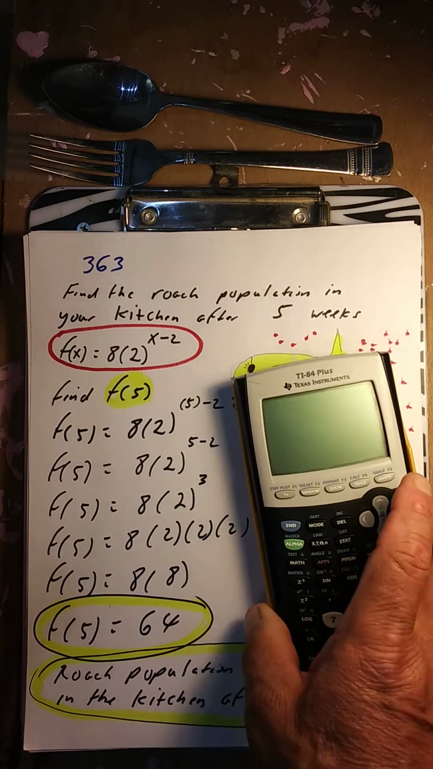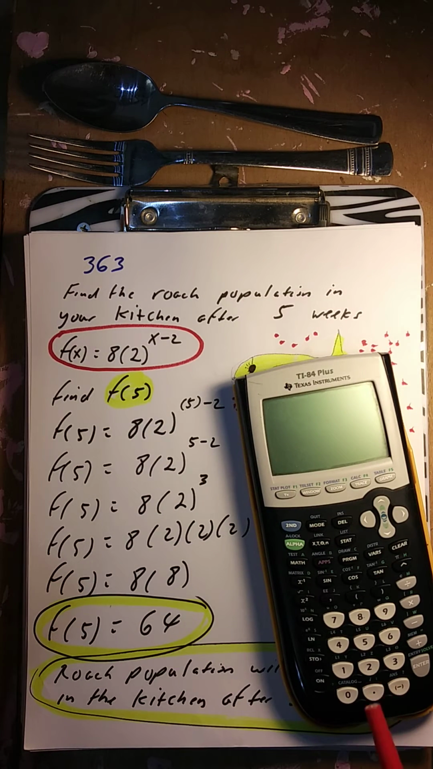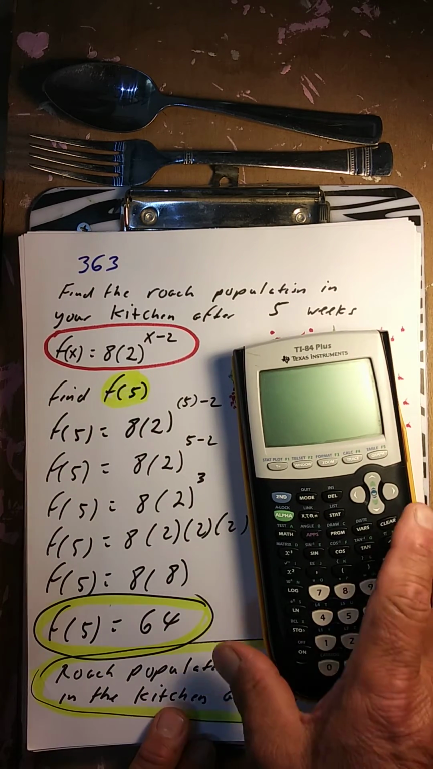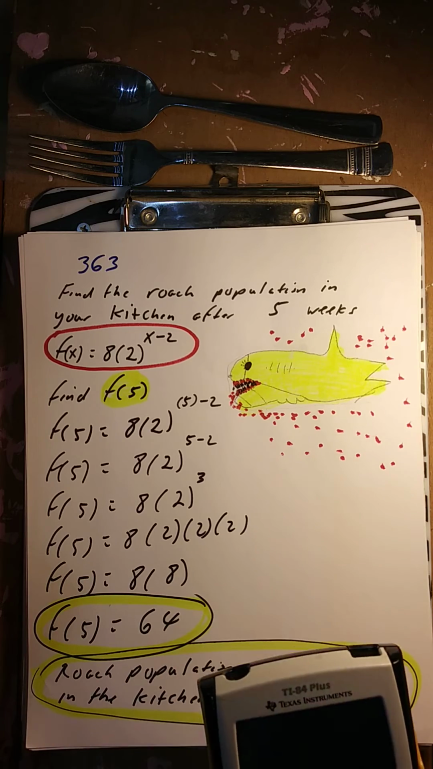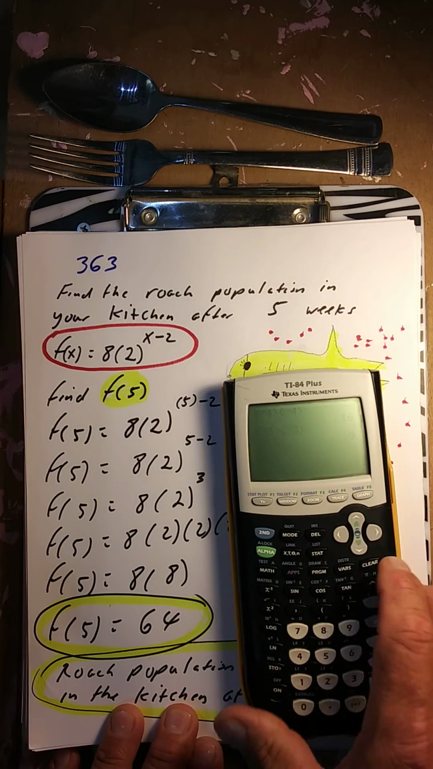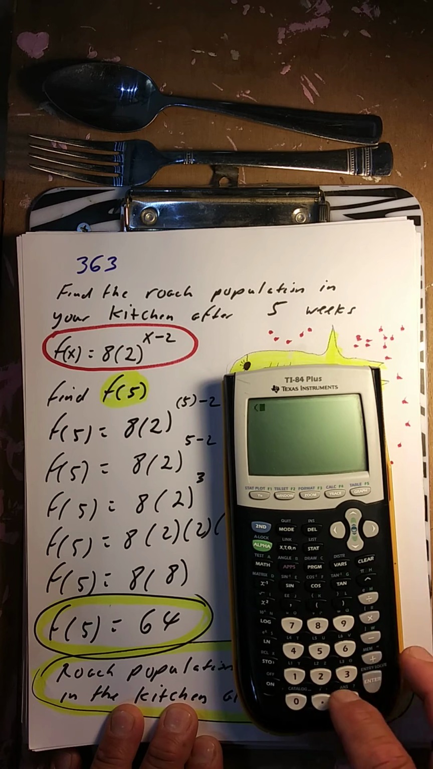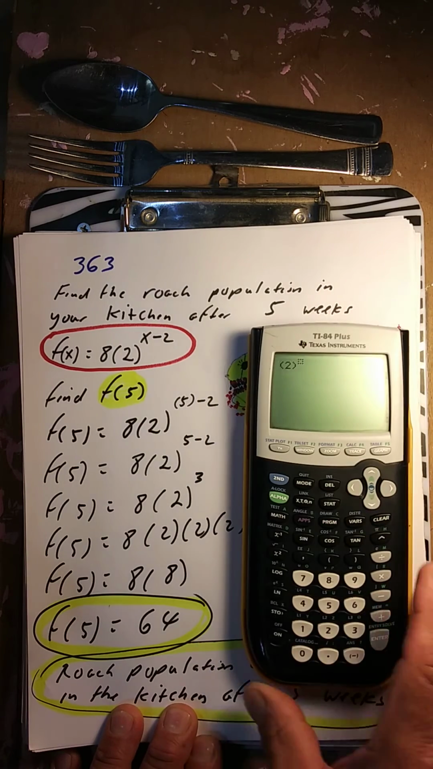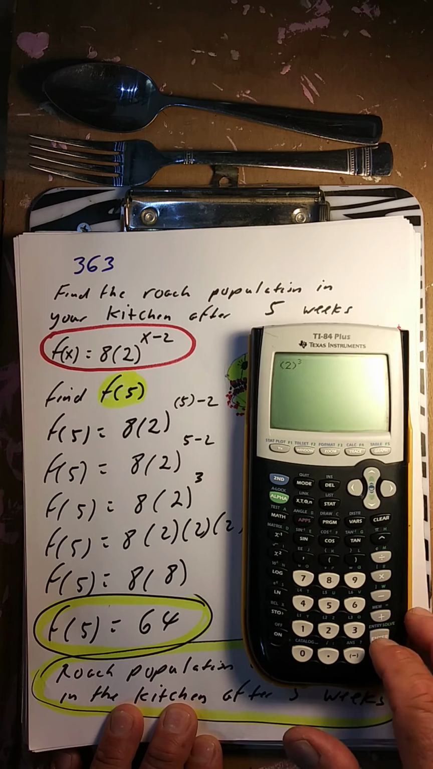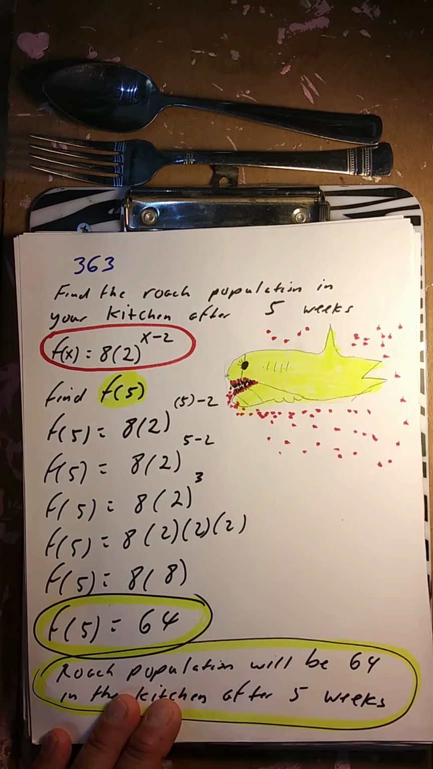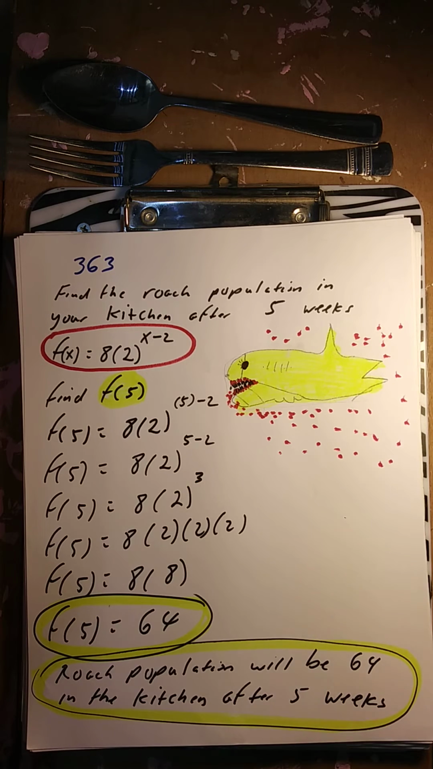Okay, and again, you can use this machine here if you want to help you multiply these numbers out, like 2, 2, 2, 2. I'll give you an example. Like 2, 2, you can say parentheses 2 to the power of 3, and it'll just do it for you right there. Instead of doing this, you can do this. So, roach population will be 64 in the kitchen after 5 weeks.